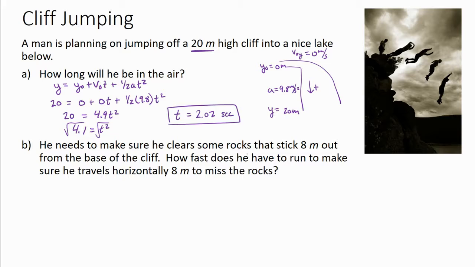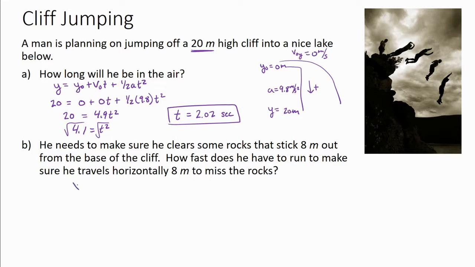He needs to make sure he clears some rocks that stick 8 meters out from the base of the cliff. How fast does he have to run in order to make sure he travels 8 meters to miss the rocks? Okay, so he's going to be in the air for 2 seconds, basically. So in 2 seconds, he's got to make sure he goes at least 8 meters. So roughly speaking, he's got to be going at least 4 meters per second horizontally, because he's got 2 seconds to go 8 meters. That's all the time he's got in the air.